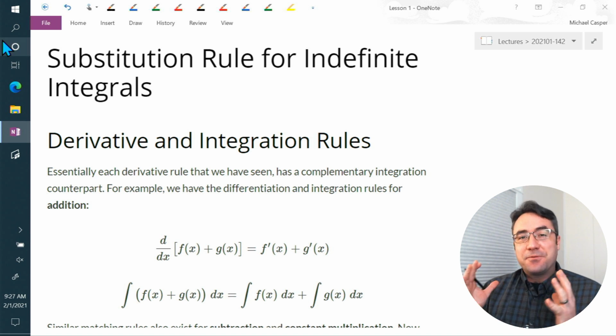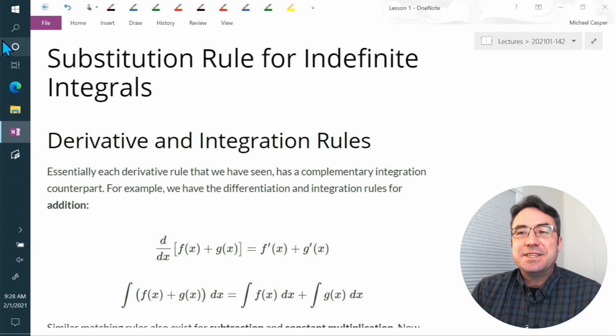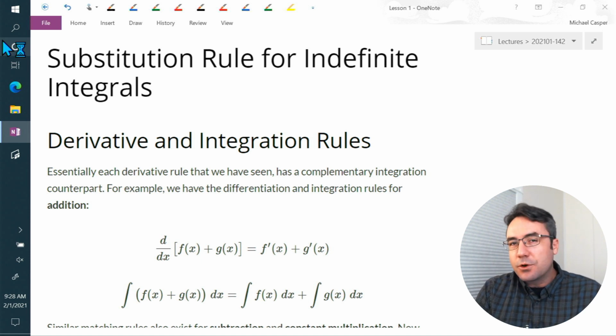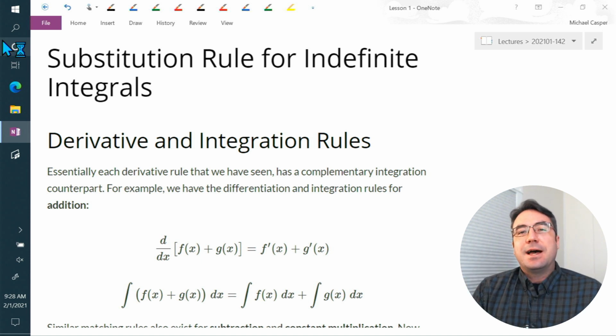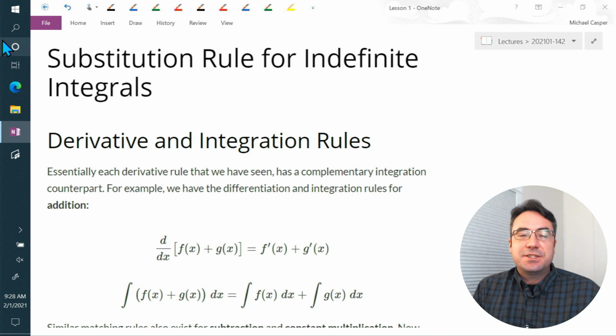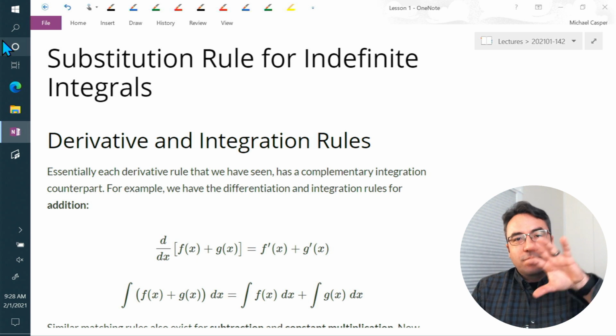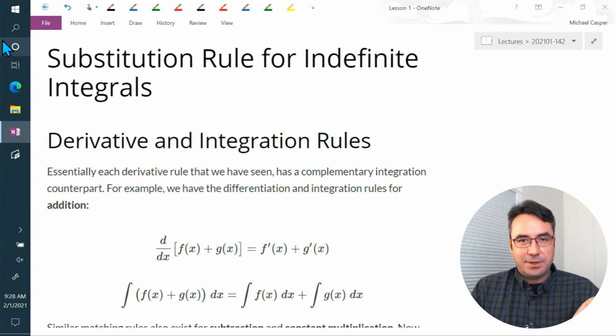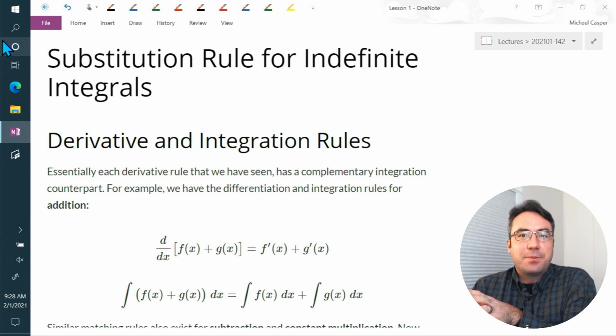The first thing we'll discuss is that we've been through Calc 1, and we've learned a whole bunch of derivative rules and derivative techniques. And at the end of Calc 1, we just started looking at some integration techniques. For the most part, each derivative rule that we learned has a counterpart integration technique.